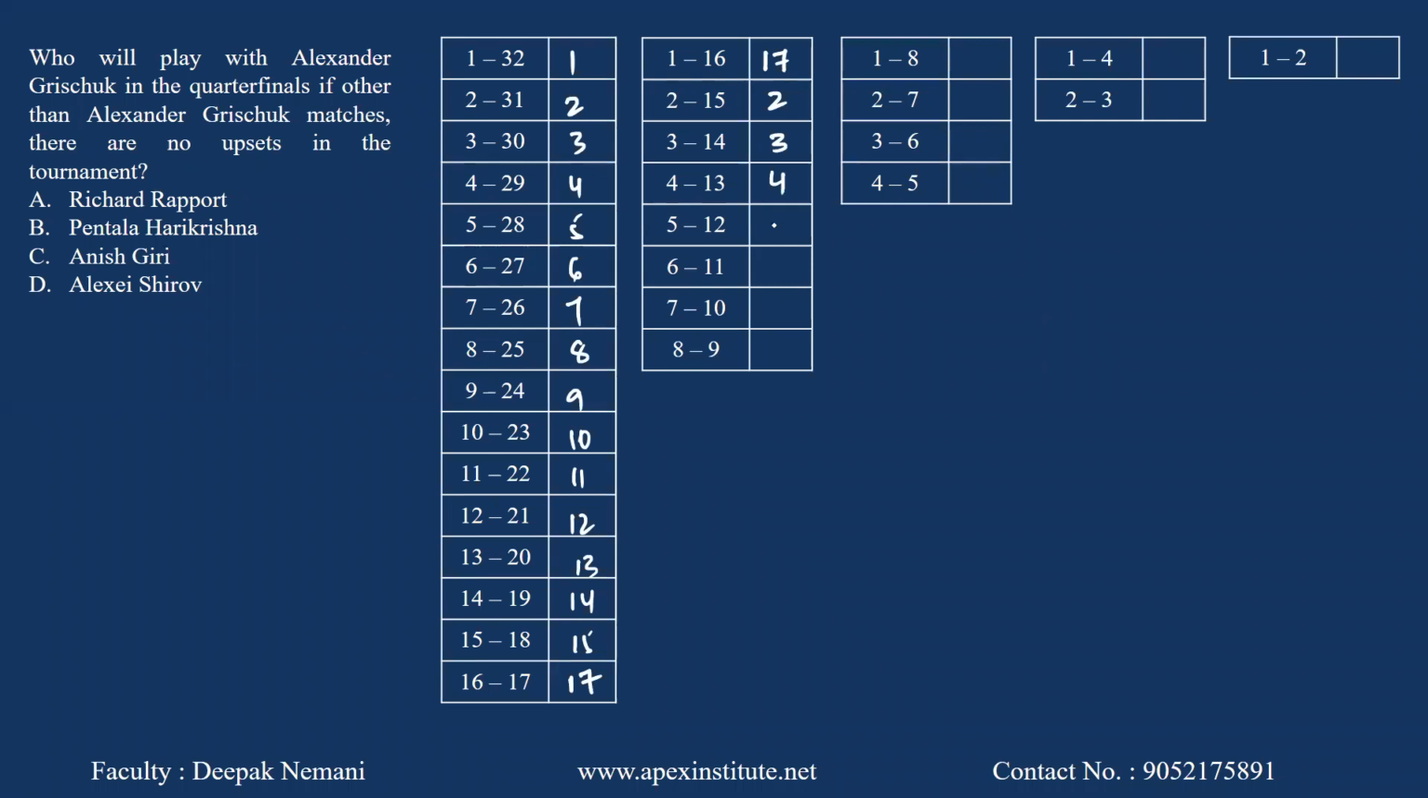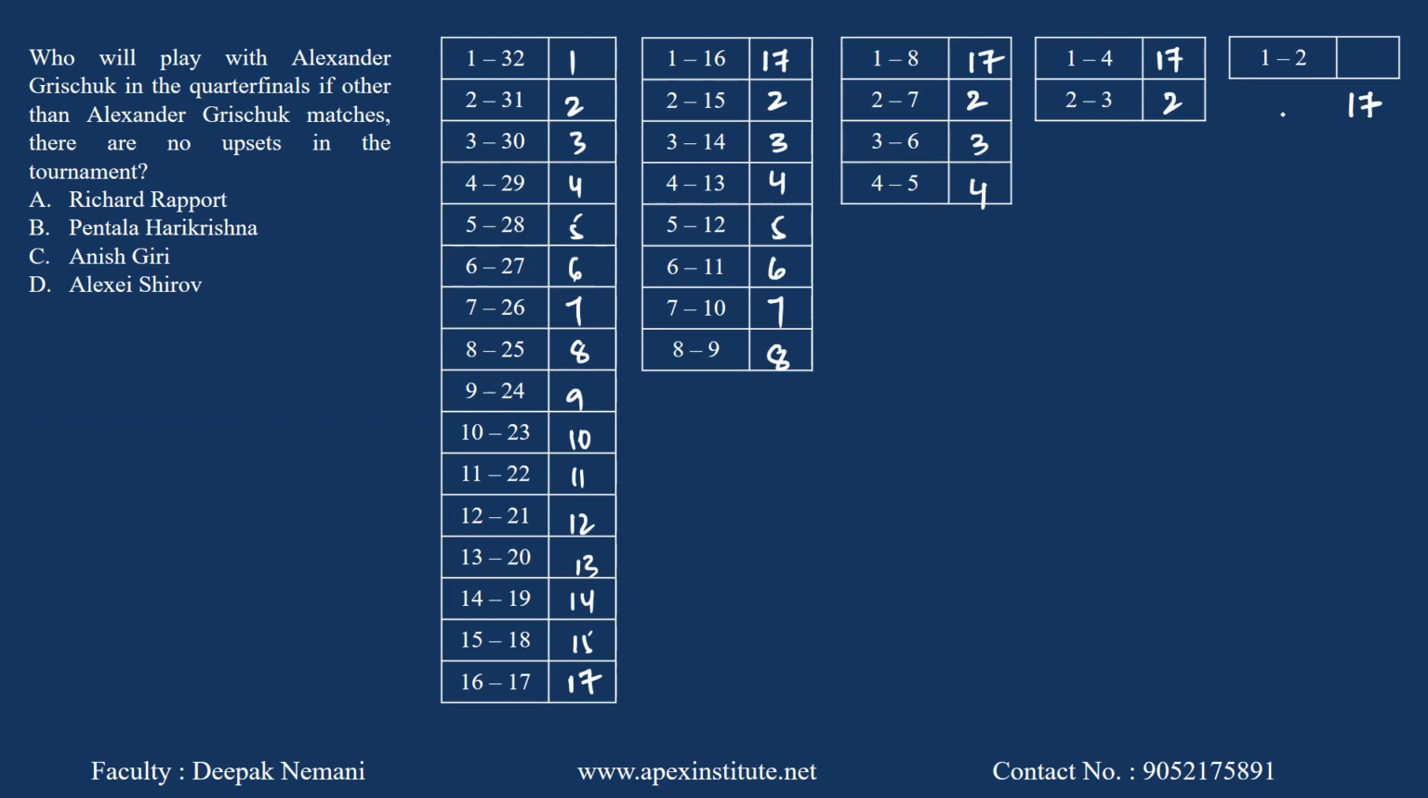Now between 1 and 8, 17 will be winning this game. 2 and 7, 2, 3, and 4. Between 17 and 2, 17 will be winning this game. So 17 will be winning this tournament.